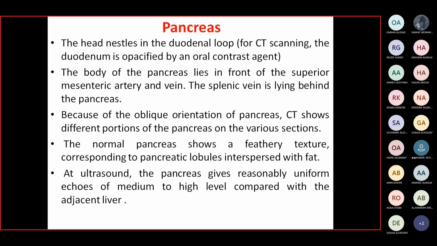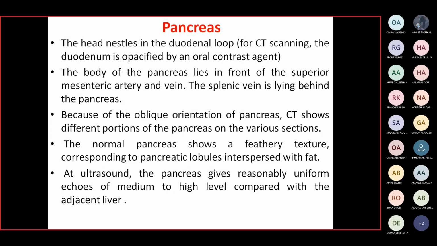If we do CT for the pancreatic region, usually we can see the pancreas in portions or in different sections. Why? Because the pancreas runs obliquely in the abdomen. We do axial sections, then we can take one portion of the pancreas in one axial section, and in the next axial section we can see another portion. So because of the oblique orientation of the pancreas, CT usually shows different portions of the pancreas on various sections.